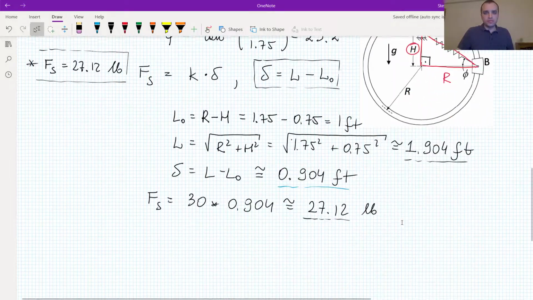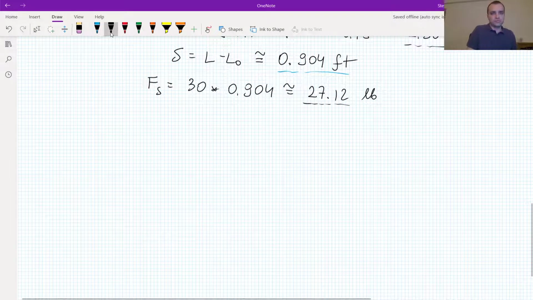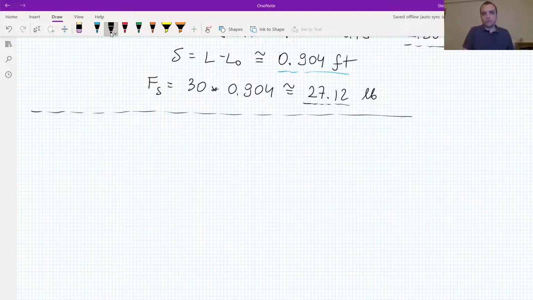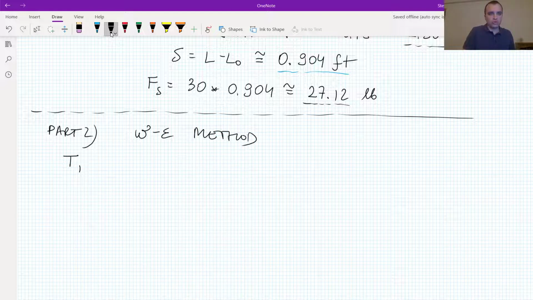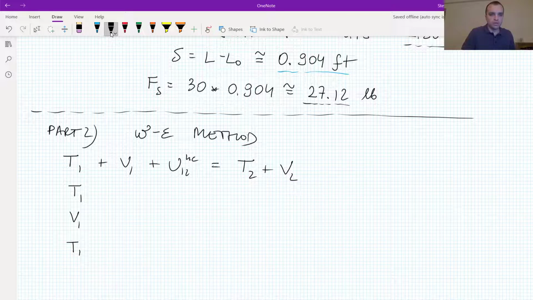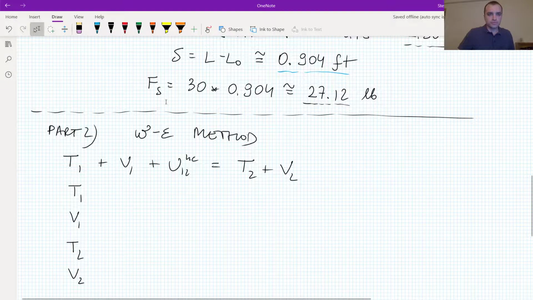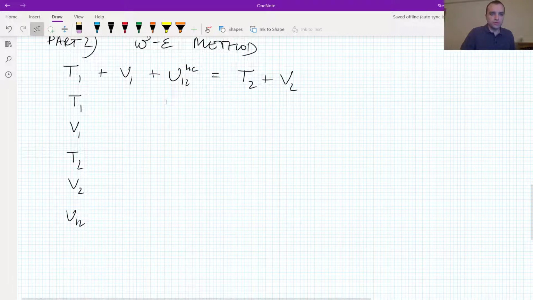So in the second part, we will focus on the work energy method. Part 2, work energy method. So again, I'm going to write down this expression, T1 plus V1 plus U12 non-conservative is equal to T2 plus V2, and we will just find these five expressions, T1, V1, T2, V2, and U12 non-conservative.